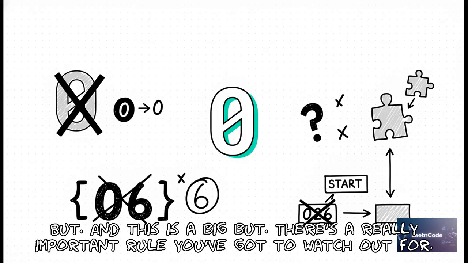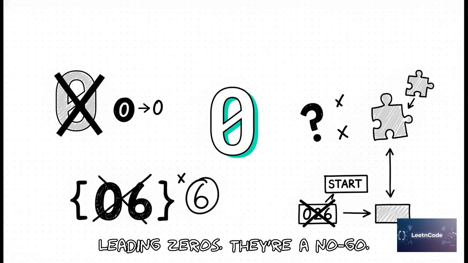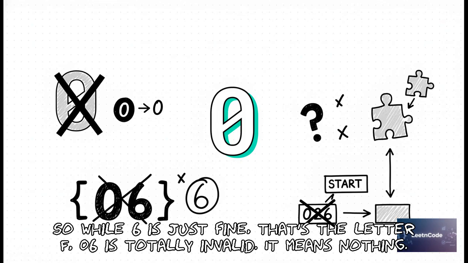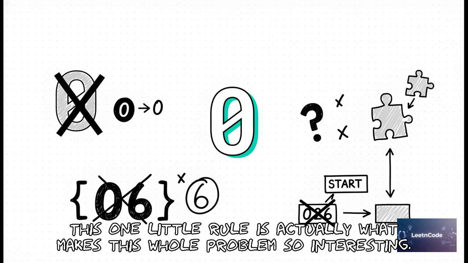But, and this is a big but, there's a really important rule you gotta watch out for. Leading zeros. They're a no-go. So while 6 is just fine, that's the letter F, 06 is totally invalid. It means nothing. This one little rule is actually what makes this whole problem so interesting.